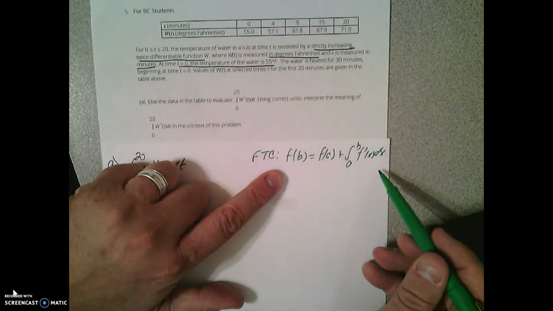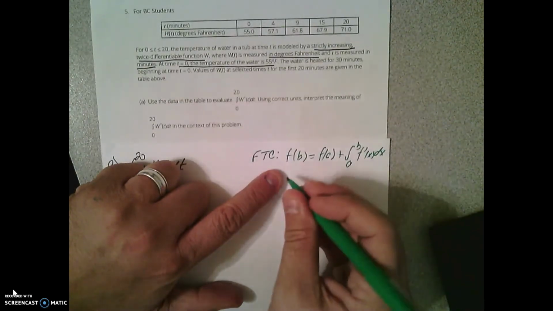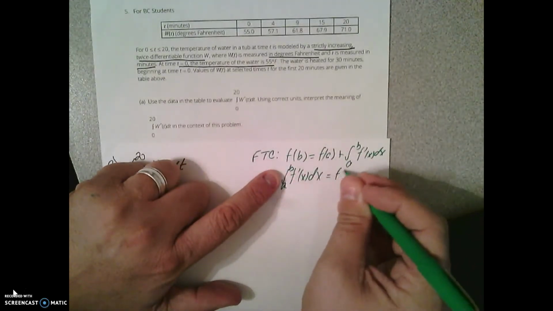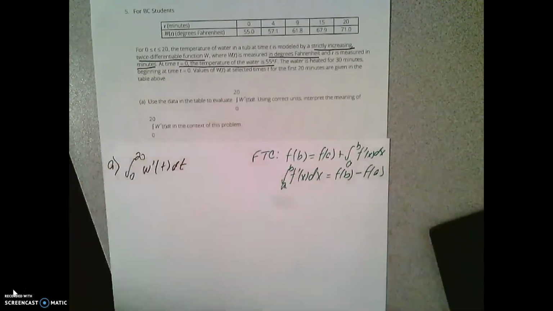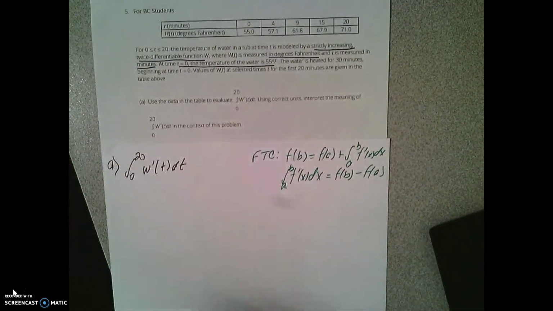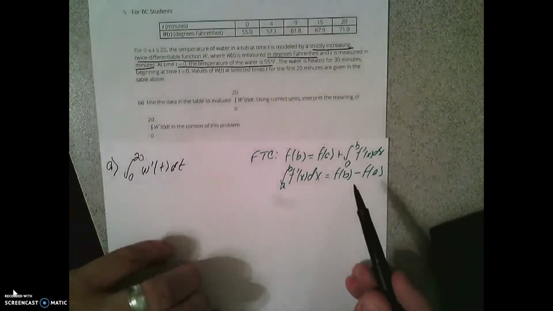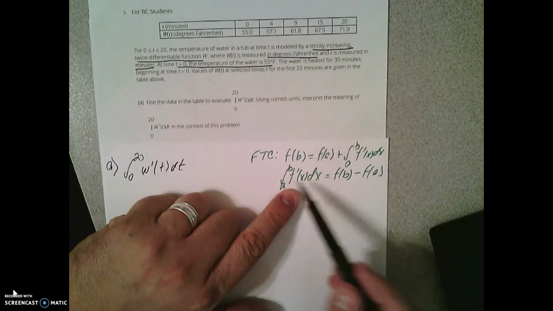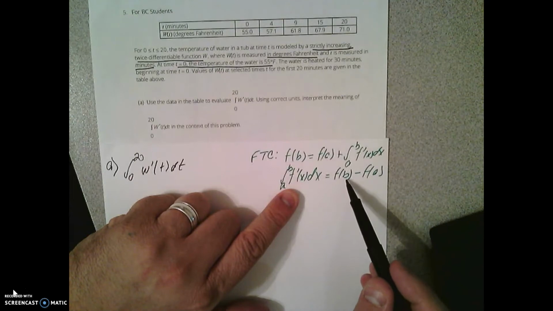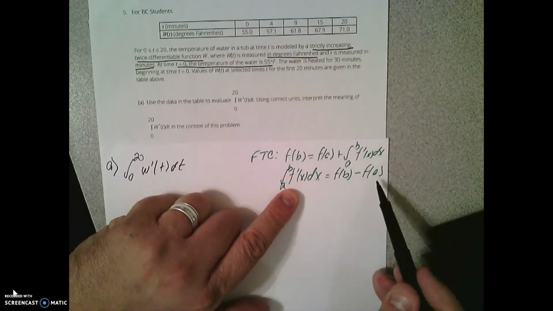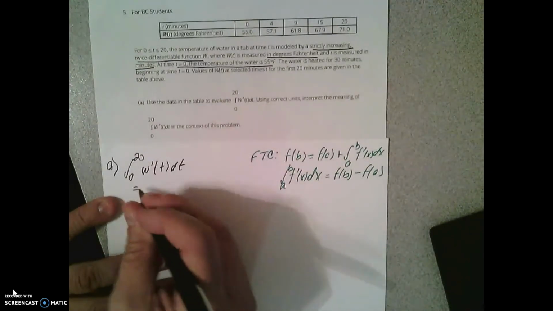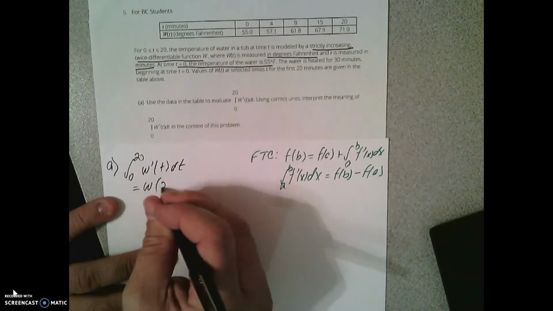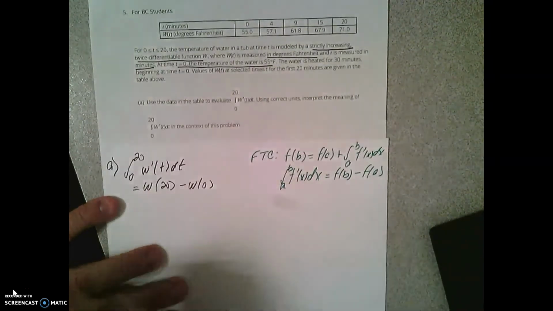Well, if this is the fundamental theorem of calculus, by subtracting f of a from both sides, I can also say that the integral from a to b of f prime of x dx is equal to f of b minus f of a. Both of these count as the fundamental theorem of calculus. So if I'm integrating the derivative of a function, the value is going to be the value of the function at the upper limit minus the value of the function at the lower limit. In this particular example, the definite integral from 0 to 20 of w prime of t is going to be equal to w of 20 minus w of 0.